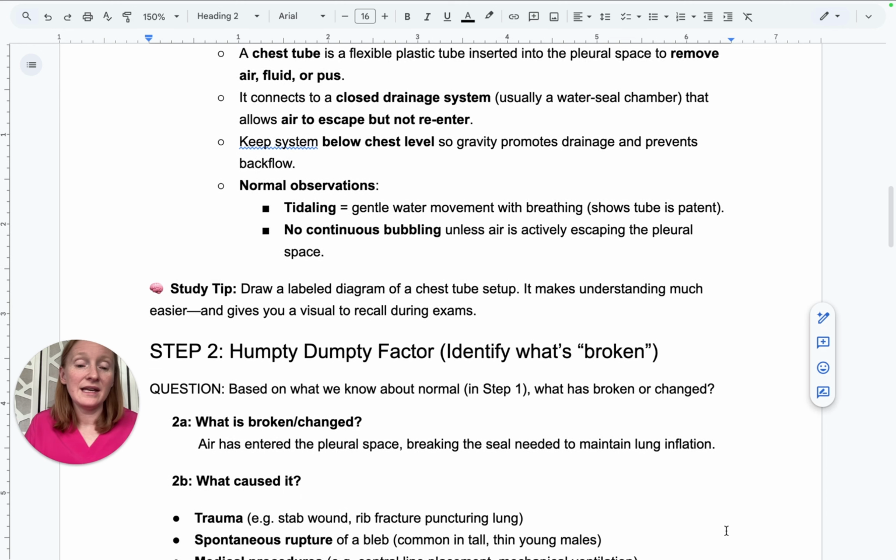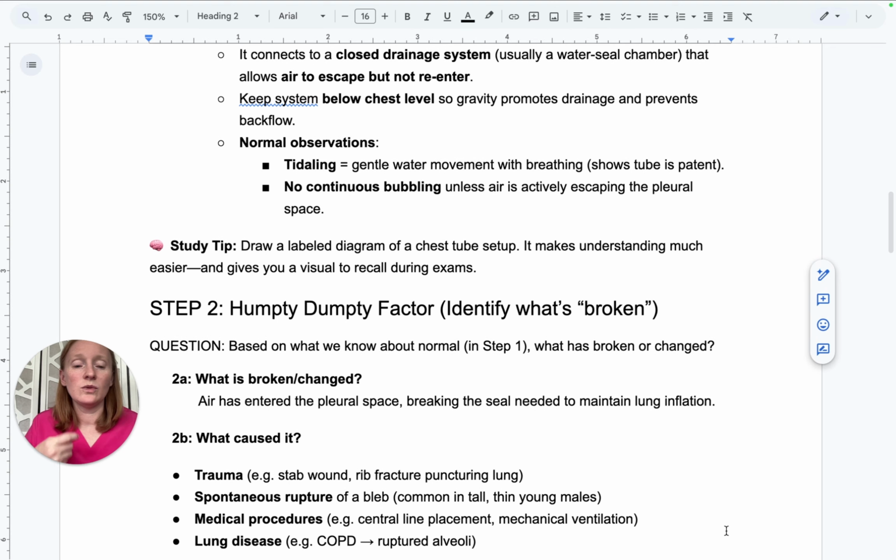I also like to add a step 2B, which is what caused it. Because there's lots of things that could potentially cause a pneumothorax to happen. But regardless of how it happens, a lot of the nursing care later, a lot of the symptoms is going to be exactly the same. So we don't want to make studying harder for ourselves than it needs to be. And yet there's going to be some slight differences in the nursing care depending on the cause as well.